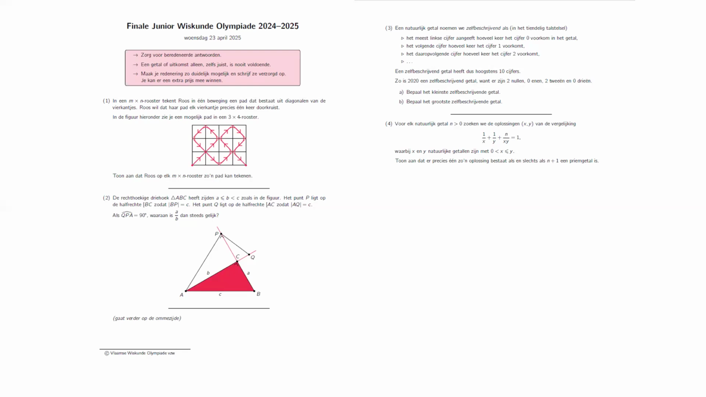Hello, everyone. Today, we're going to discuss the problems in the JWO finals this year. JWO stands for the Junior Wiskunde Olympiad in Dutch. In English, it is the Junior Mathematical Olympiad. It is a competition for students in year 3 and year 4 in the Flemish schools in the north part of Belgium.